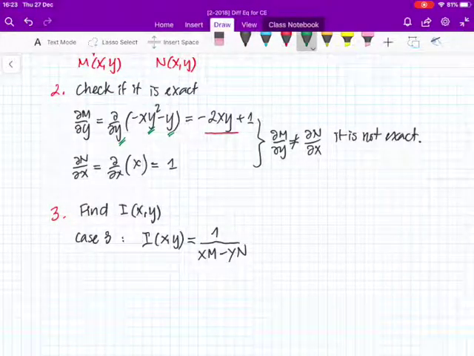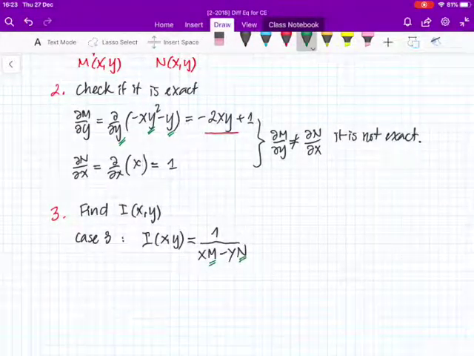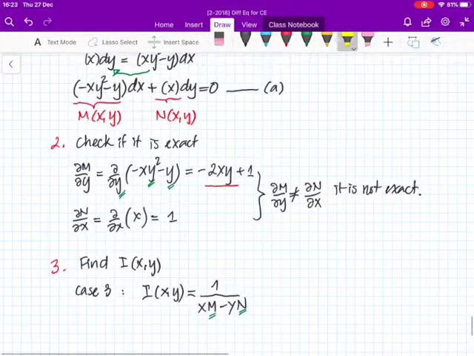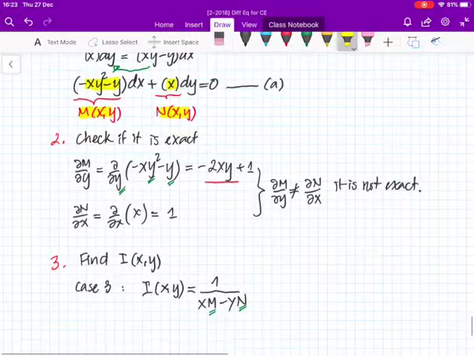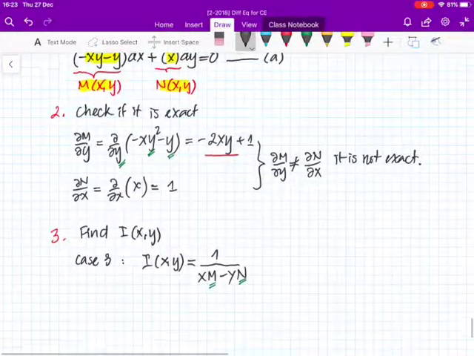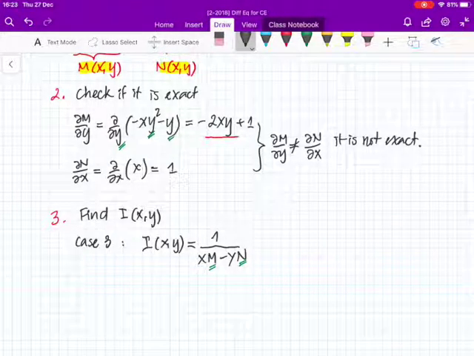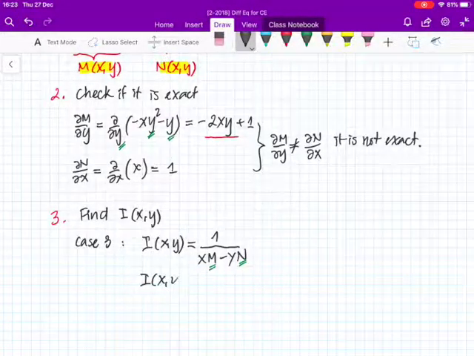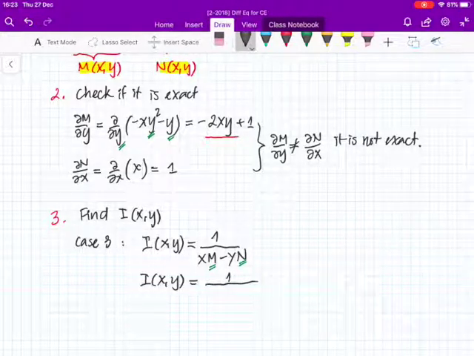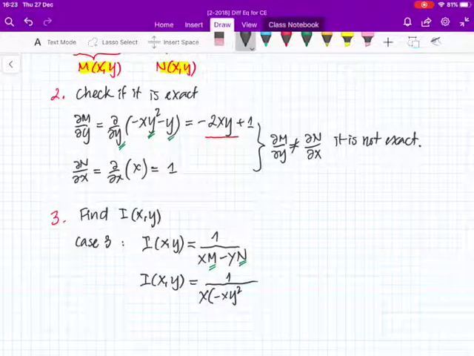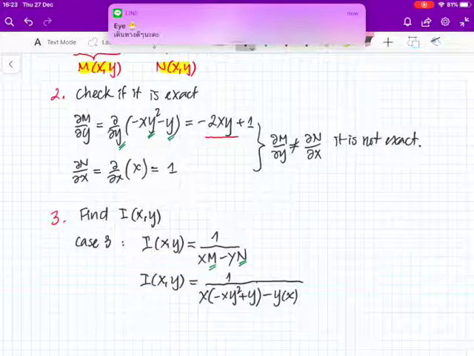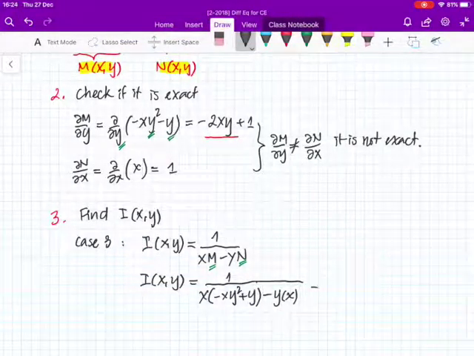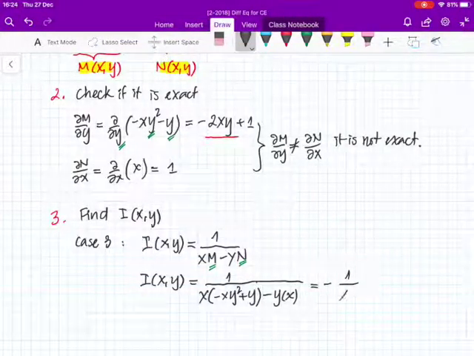Okay, you can see that this is the value of M and N. So you have to use this function. It's not the partial derivative. So it becomes like this: 1 over x, and the function M is minus xy squared plus y, minus y multiplied by x. Okay, and it is equal to like this.